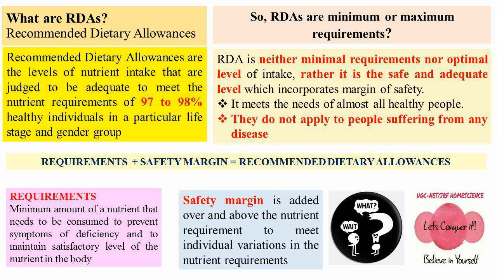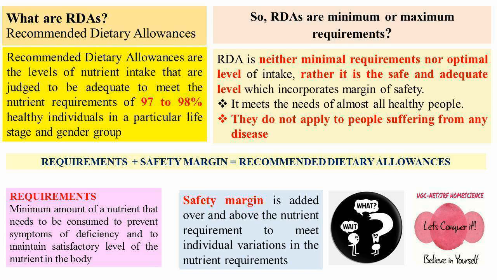Next point is, how do we reach RDAs? That is, how do we calculate recommended dietary allowances? It consists of two parts. The first part is the minimum requirement. The minimum requirement is the amount of a particular nutrient that has to be consumed by an individual in that particular life stage or gender group so that they do not get any kind of deficiency disease, and it also helps to maintain the correct levels of that nutrient in the body, may it be serum levels.